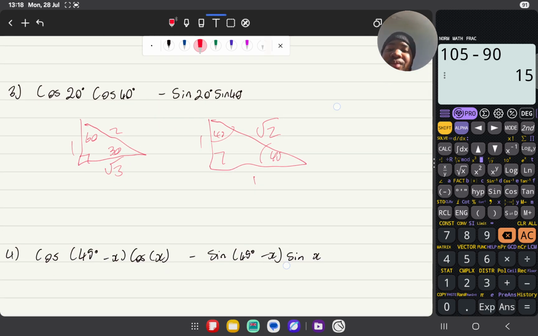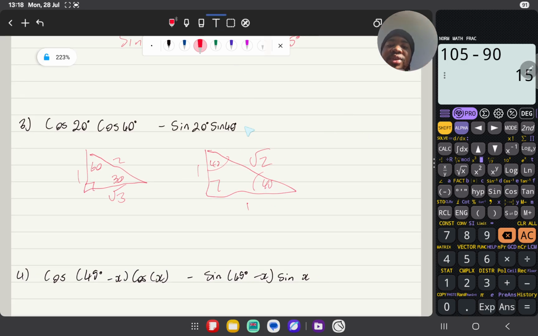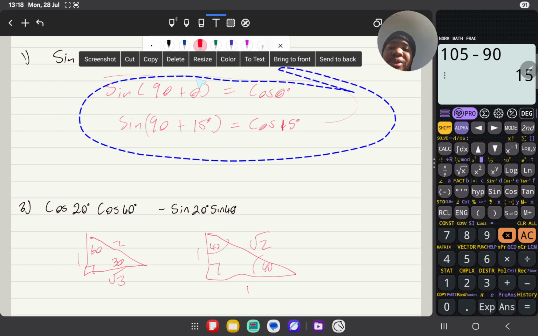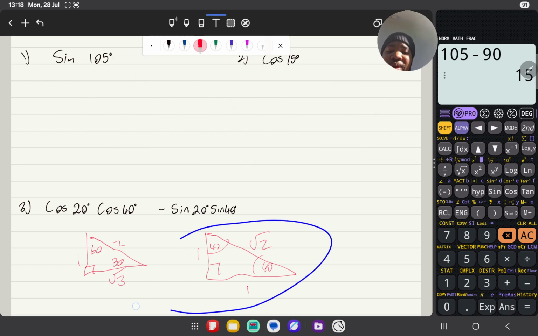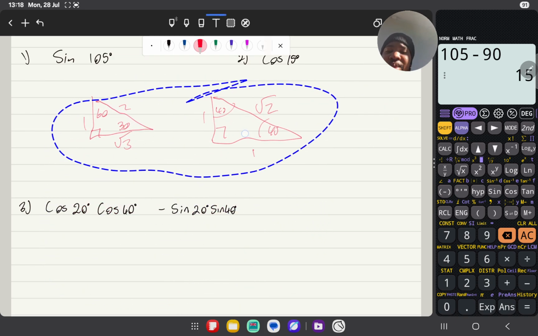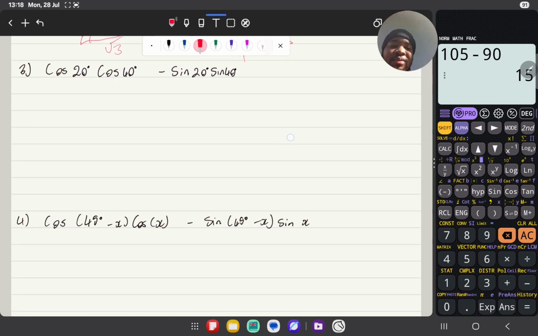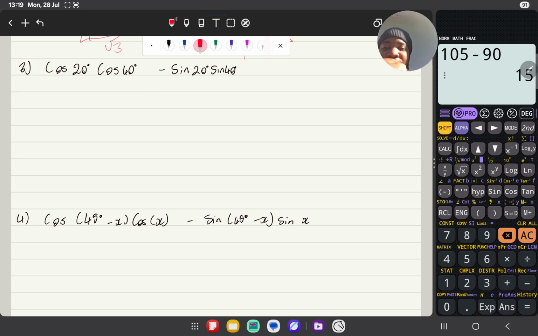Cool stuff. Alright, maybe we might need these triangles of our special angles, so I'm going to move them up. I'm going to promote them. Cool. We're doing this one now.